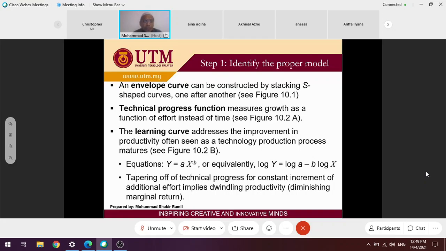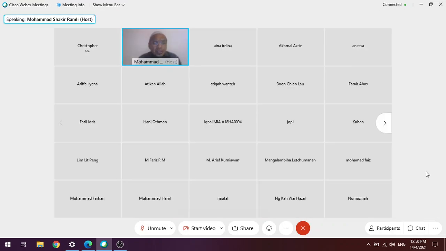Okay, next, another model follows the technical progress function. Technical progress function normally measures the effort. We put in effort and we measure the change in output or production or in technical effect or technical attributes. That's what we call the technical progress function. Also, you can see in chapter 10, this is a sample of technical progress function.